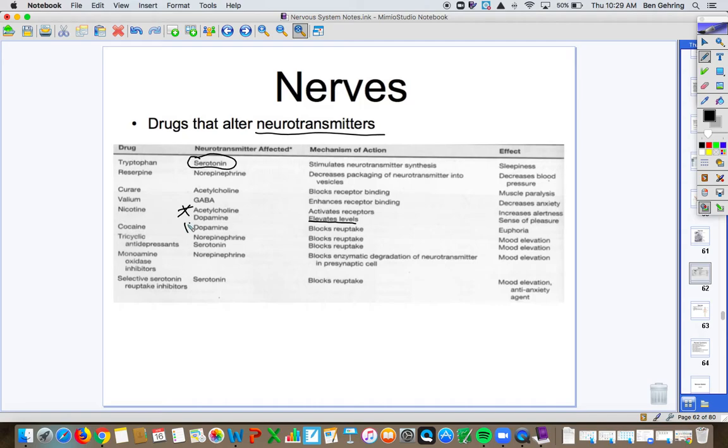Cocaine, again, you'll see this is dopamine. It blocks the reuptake of this drug, which makes you feel your euphoria, your sense of high. Some other ones. Your monoamine is norepinephrine, which blocks your enzyme degradation, which makes you feel better. Same thing with tricyclic antidepressants, which are looking at mood elevation, making you feel better. But these are all drugs, and this is how they work. They impact these neurotransmitters, which send signals, which impact how you feel.